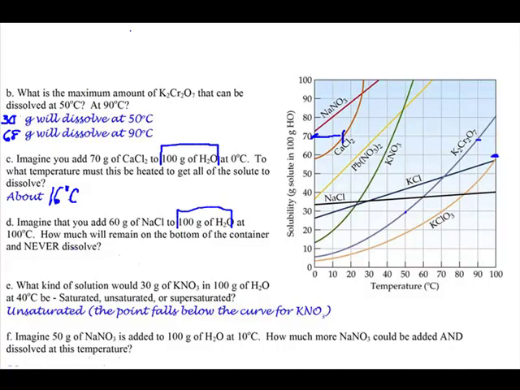Then it says how much will remain at the bottom of the container. So that means we have excess. Now normally at 100 degrees we should only get about 40 to dissolve. This is saying we dumped in 60. Do the math, figure out the difference, and 20 grams is going to sit at the bottom.